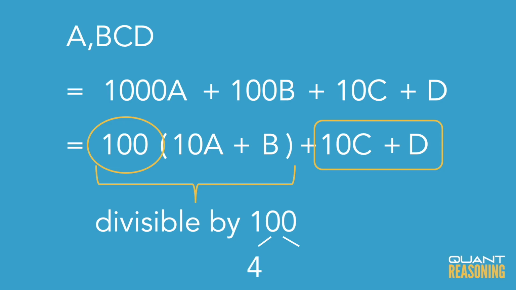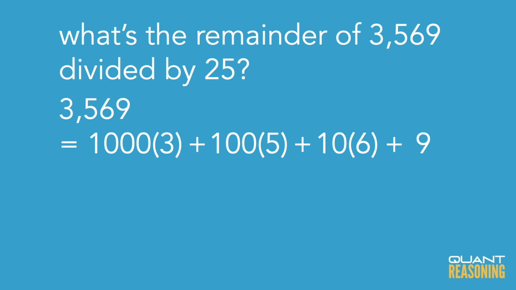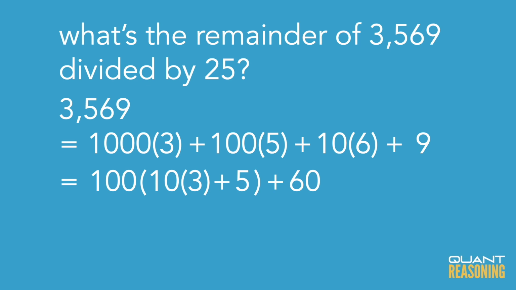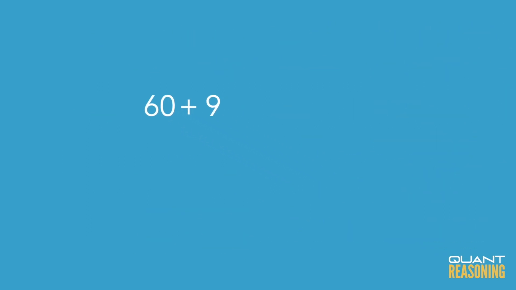The same reasoning can be applied to dividing by 25, or by 50, or by 100. Really, this would work for dividing by any factor of 100. Well, let's try this example. What's the remainder if you divide 3,569 by 25? Again, we can see here that 3,500 is divisible by 25, since it's divisible by 100. So then the question is, what's the remainder if we divide 69 by 25?